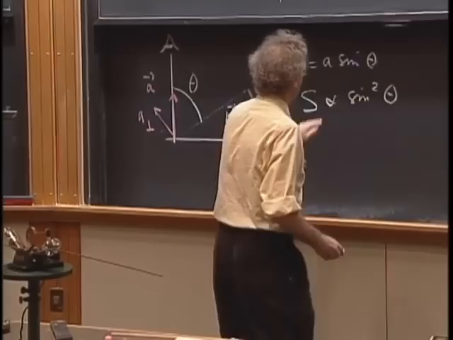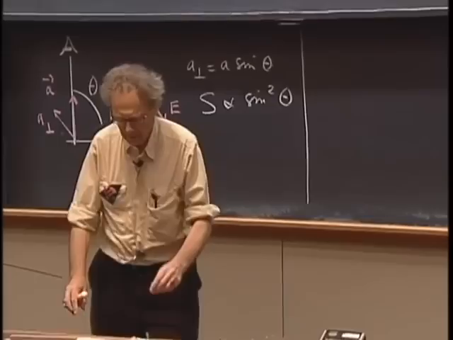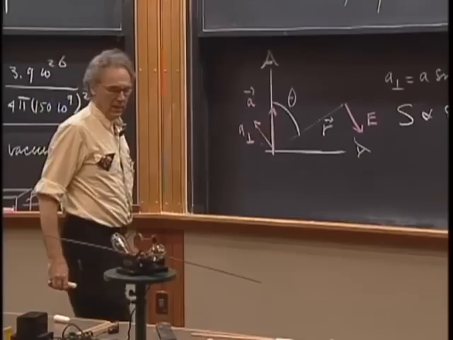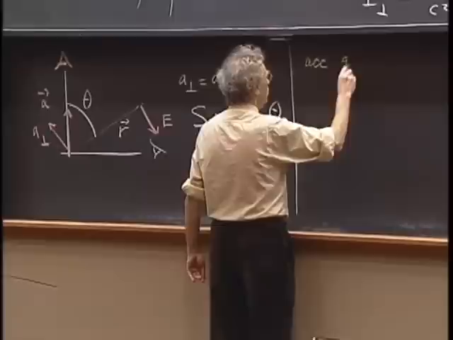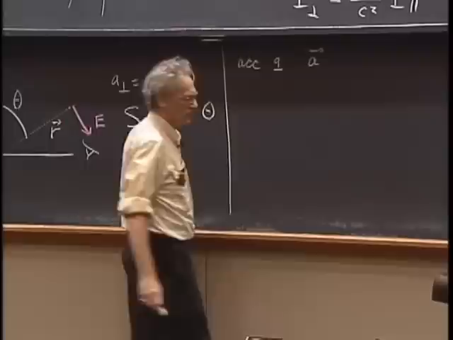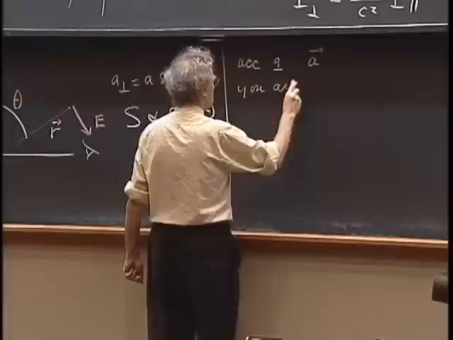So now I want to summarize for you basically what I want you to remember, and that is all that I remember: how do you find the E vector if you know the acceleration and you know where you are in space? So we accelerate Q, and we do that in the direction A. And you are at some position in space R.